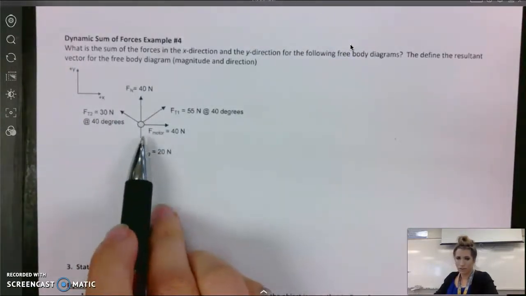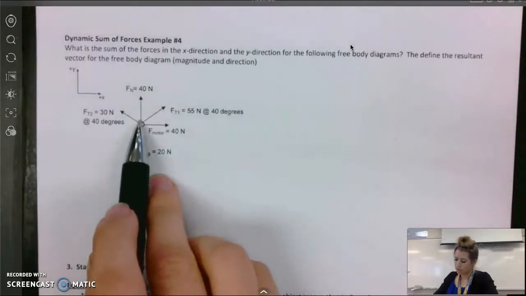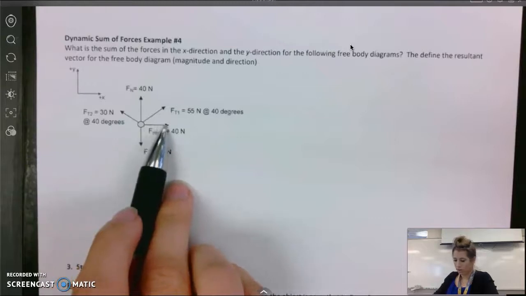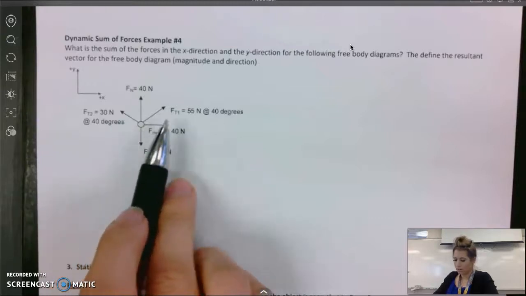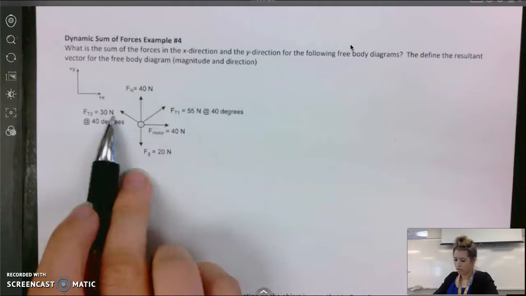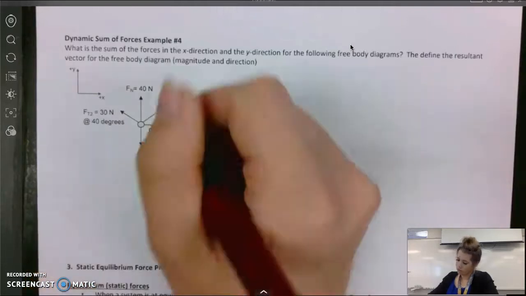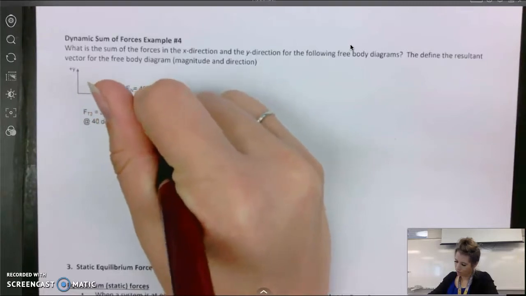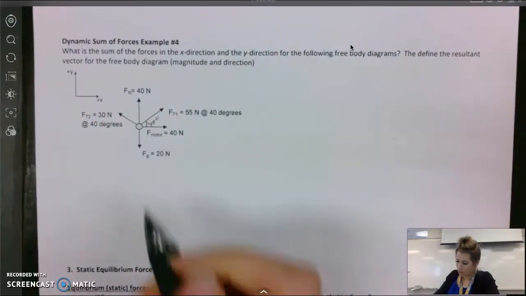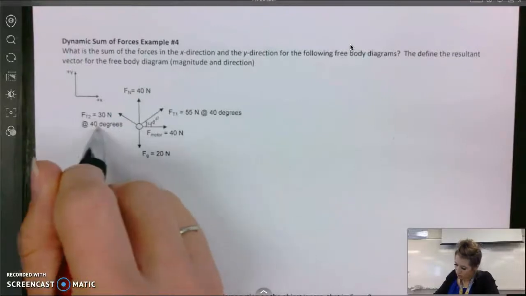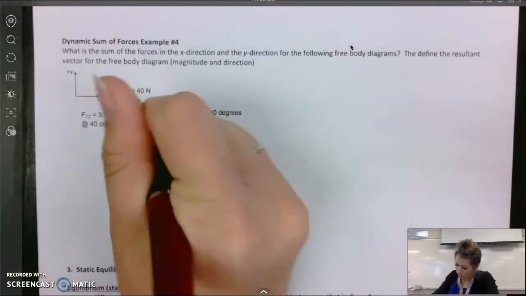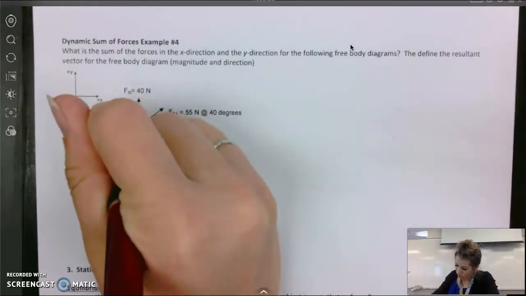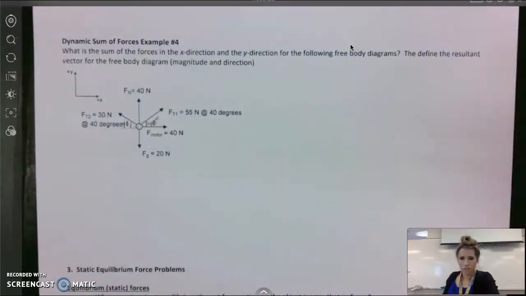So the force due to gravity is all in the y direction, same as the normal. This force of the motor, or thrust, that's all in the x. But then it looks like we have two tensions going on. This first tension is at 40 degrees. Okay. And then the second one is also at 40 degrees.